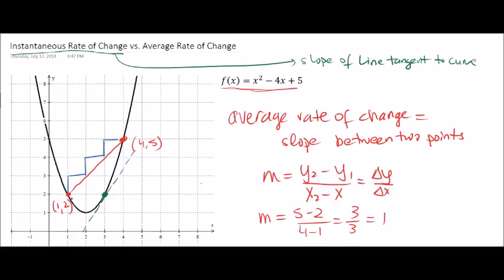So let's say I don't really want to know what the function changes on average from 1 to 4. Let's say I want to know exactly at 3 what is the change in the function value at that exact point for a slight change in x. So here we obviously can't apply the slope formula because we only have one point, that's (3, 2). So let's examine how we're going to find such a slope when we only have one point.